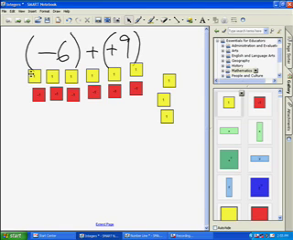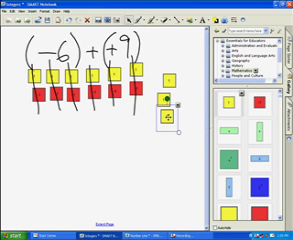Now, it's important to note that with each one of these matched up integers, they cancel each other out, because 1 minus 1 equals 0. So this cancels out, this does, and so on. So when we get rid of all of that, what are we left with? We're left with 1, 2, 3. So, negative 6 plus positive 9 is positive 3.